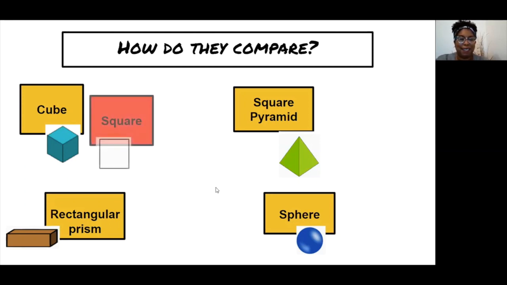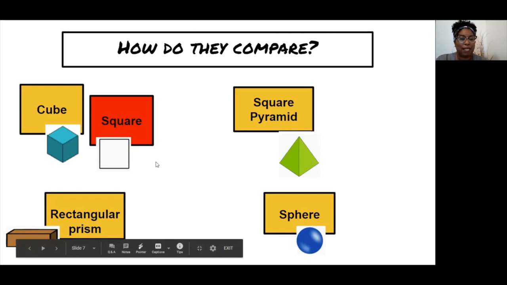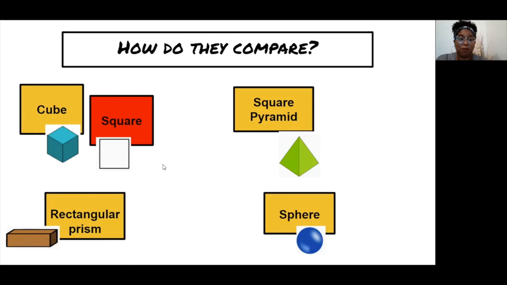Let's see. A square. How is a square most like a cube? Look at the shapes. All righty. Let's try this square pyramid.